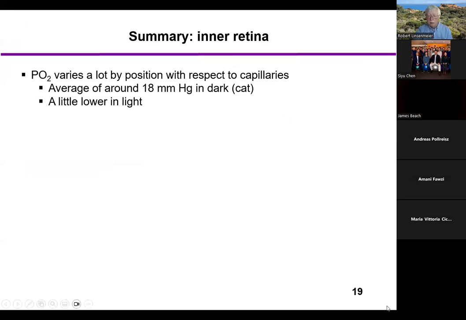So if we try to summarize the inner retina, there's an average PO2 of around 18 millimeters of mercury in the dark. It's a little bit lower in the light, but again, it's extremely variable. So there's really no normal value.